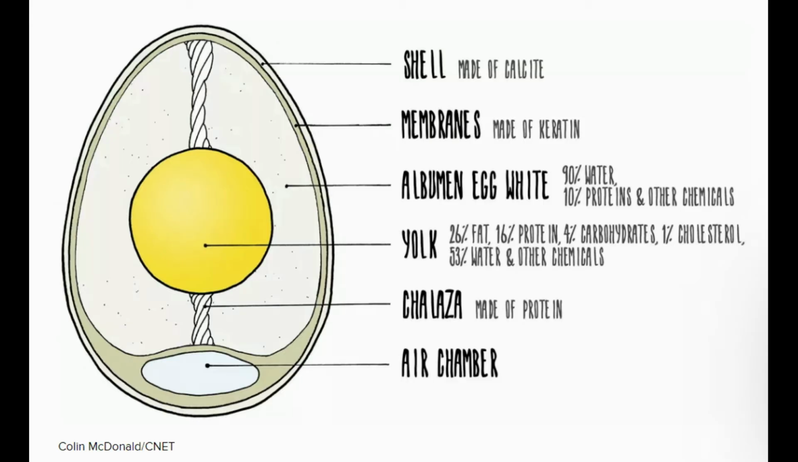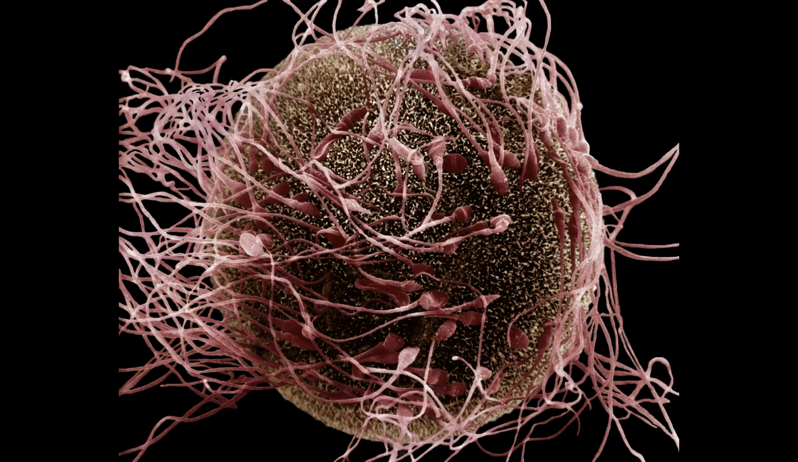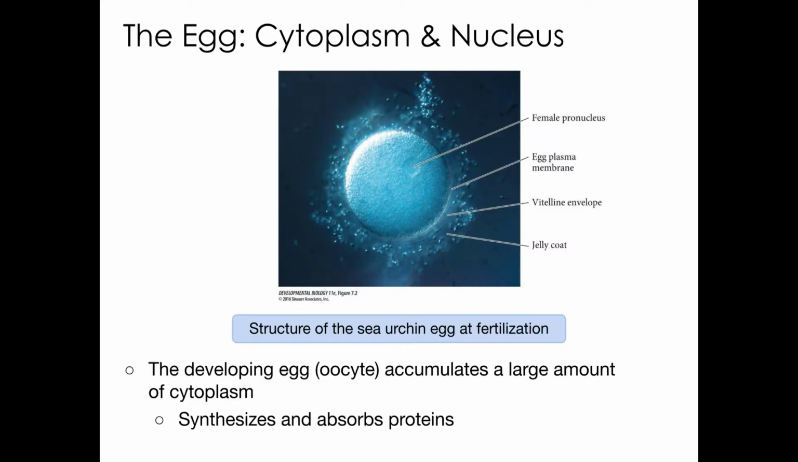Oocytes also synthesize yolk proteins, and in many species these are going to serve to nourish the developing embryo. The accumulation of cytoplasm in the oocyte results in a cell that is much larger than the sperm. For example, the sea urchin egg has about 10,000 times the volume of the sea urchin sperm. And this picture of the sea urchin egg and the sperm surrounding it helps us appreciate that difference in size.